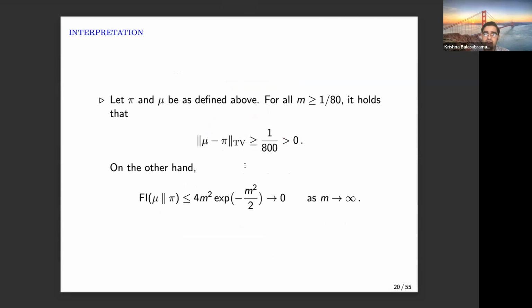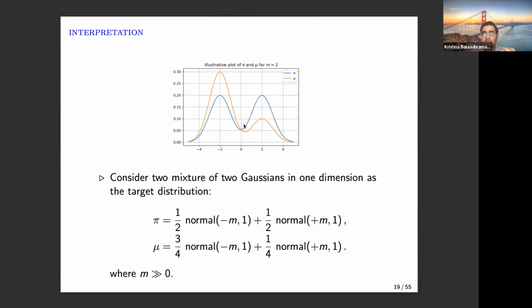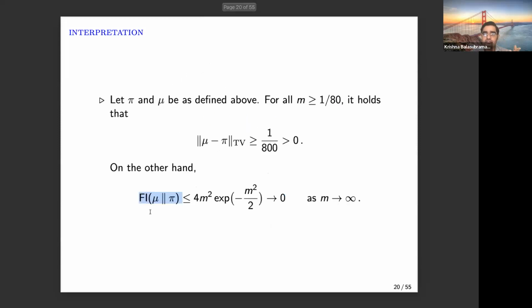So it turns out that if you have two densities like that, for any m which is sufficiently large, the total variation is always lower bounded by an absolute constant, independent of m, whereas the Fisher information actually goes to 0 when m goes to infinity. Obviously these two densities are not the same. So Fisher information going to 0 is a weaker sort of condition than total variation. Fisher information can go to 0, but total variation may not even go to 0. It will be bounded below by an absolute constant.